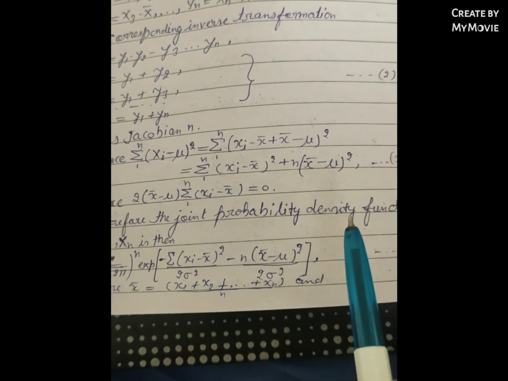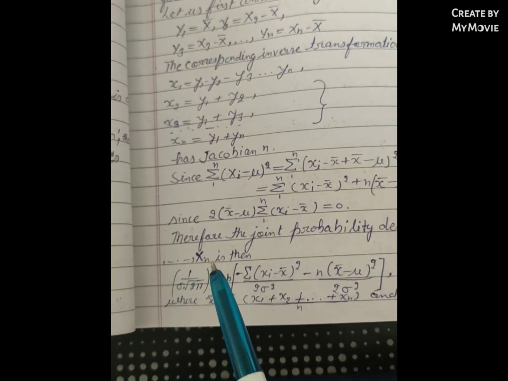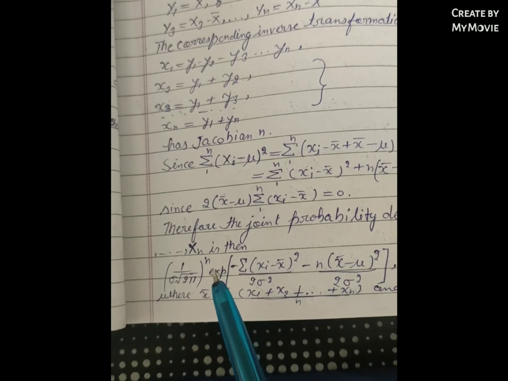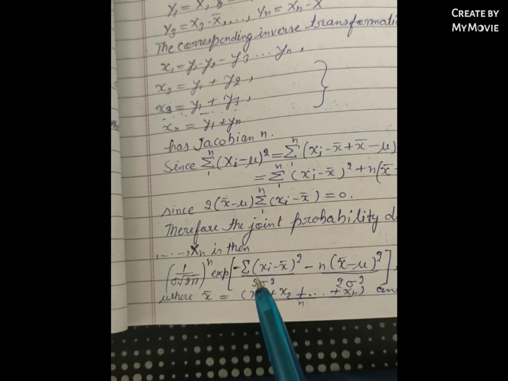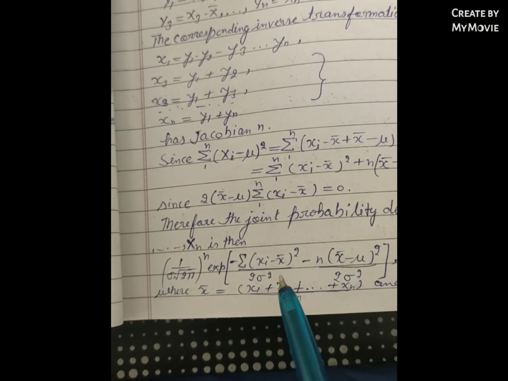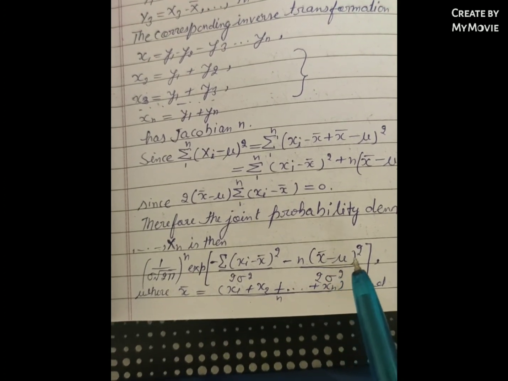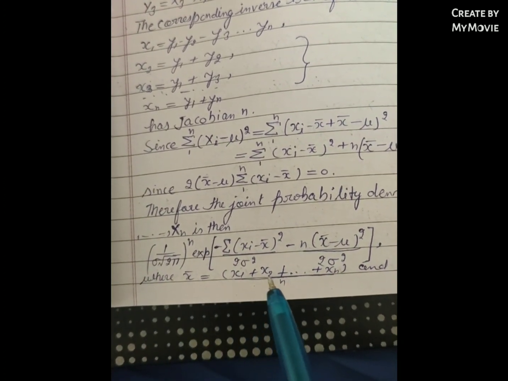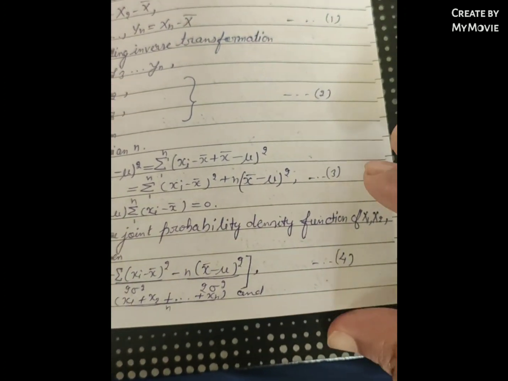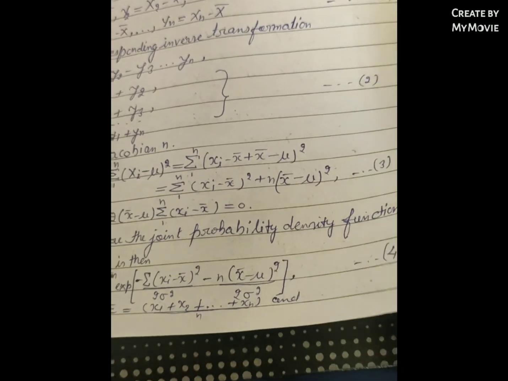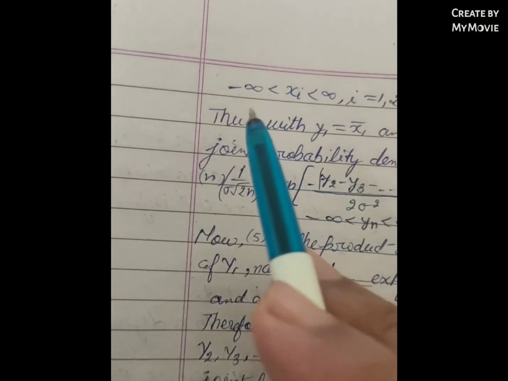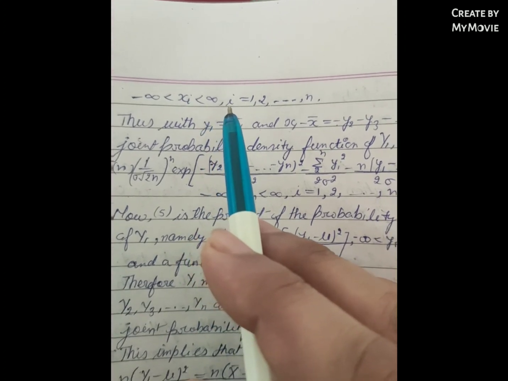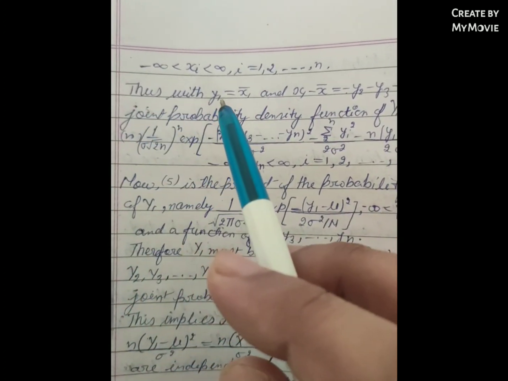Therefore the joint probability density function of x1, x2, and so on xn is (1 upon square root of 2 pi) whole raised to power n exponential of minus [sigma (xi minus x bar) whole square upon 2 sigma square plus n (x bar minus mu) whole square upon 2 sigma square], where x bar is equal to (x1 plus x2 and so on plus xn) upon n, and this is equation 4, for minus infinity less than xi less than infinity, i varying from 1 to n.